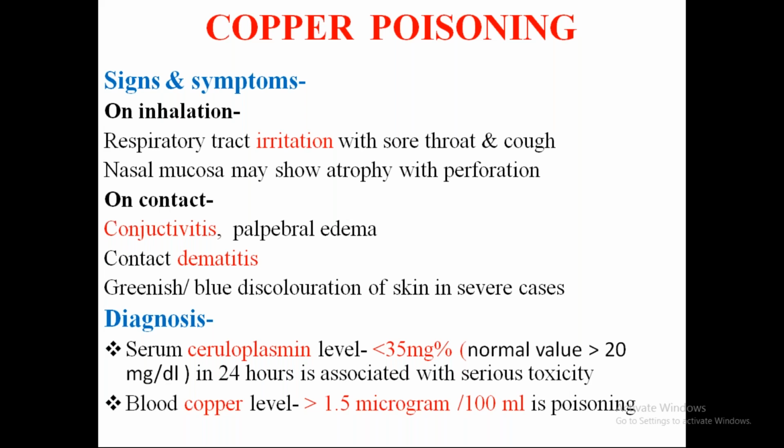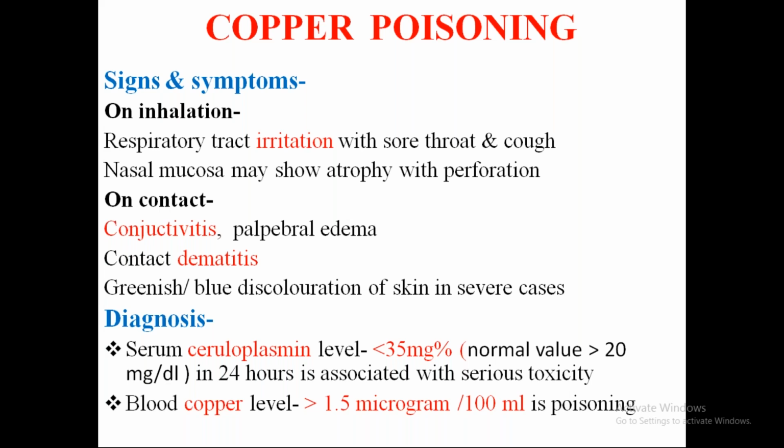What are the signs and symptoms based on the mode of inhalation or mode of poisoning? If it is by inhalation, there can be respiratory irritation with sore throat. There can be cough. Nasal mucosa may show atrophy with perforation. So nasal mucosa perforations can be seen in copper poisoning. On contact on the skin or on the eyes, there can be conjunctivitis or palpebral edema.